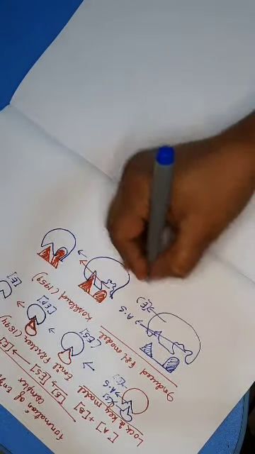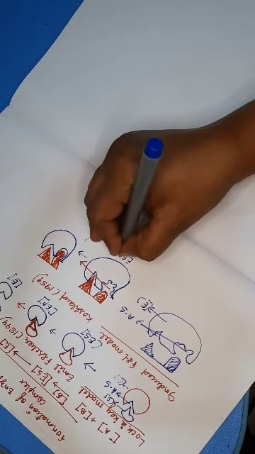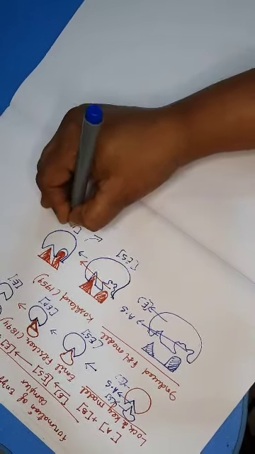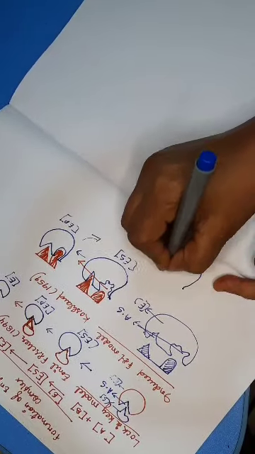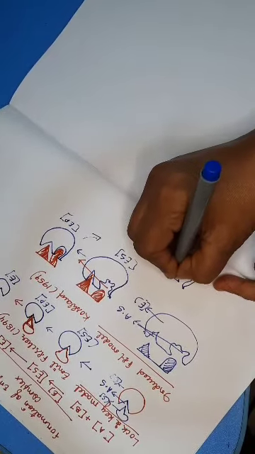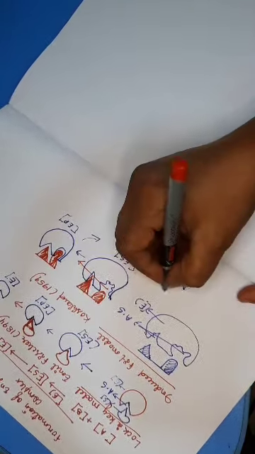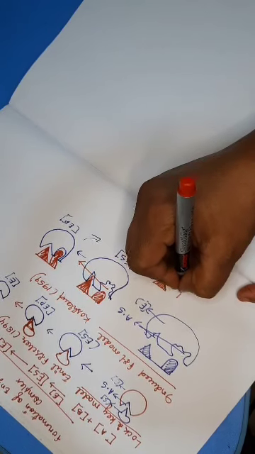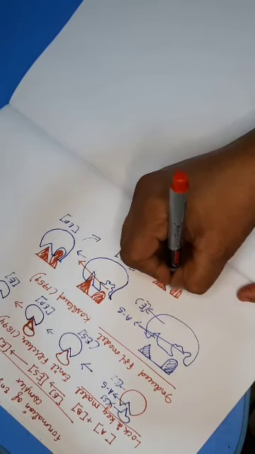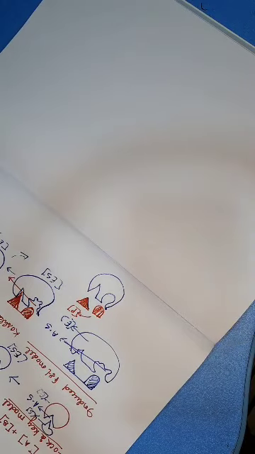And now this is the enzyme substrate complex. This is the enzyme product complex. Now the enzyme will be made free and I will get formation of this product as well as formation of this product. So these are my products. So this is all about the induced fit model.